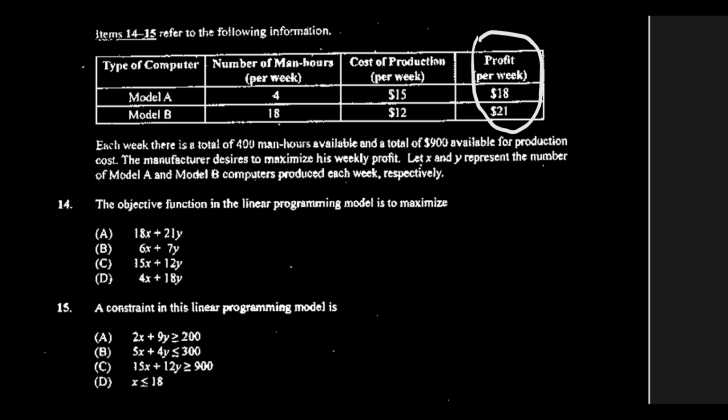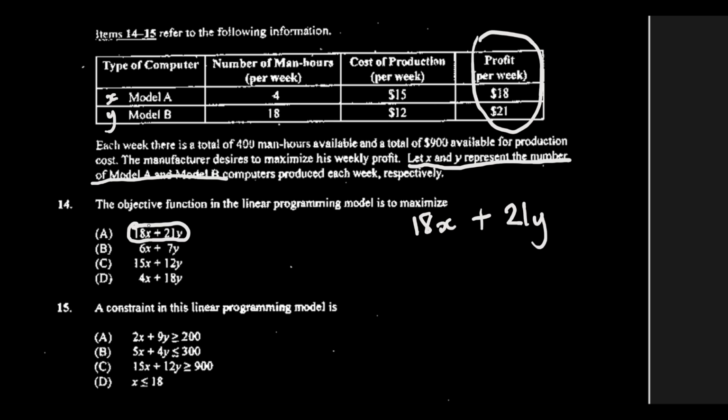Now if you look here, they said let X and Y represent the number of model A and model B. So X is this and B is Y. You can get $18 profit from X. So if you had like 3 items of X, you just multiply that by 18. That will give you a profit. And then likewise for part B, just do 21 times Y, and that will give you your maximum profit. So 18X plus 21Y will give us our maximum profit. The best one that matches this would be over here, 18X plus 21Y.